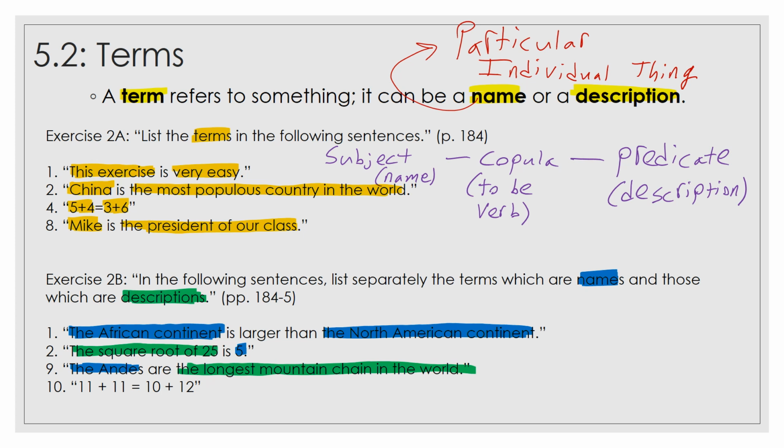How about number 10? We have 11 plus 11 equals 10 plus 12. Well, if we're going to be consistent with number 2, we'll treat 11 plus 11 as a description and 10 plus 12 as a description.